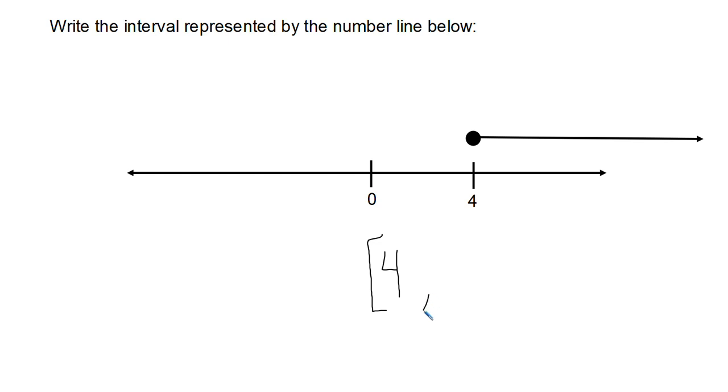And then I'm going to the right, and in fact, because of the arrow, I'm going to the right forever, which would be towards infinity. And the infinity will always get a parenthesis because it's not a real number.